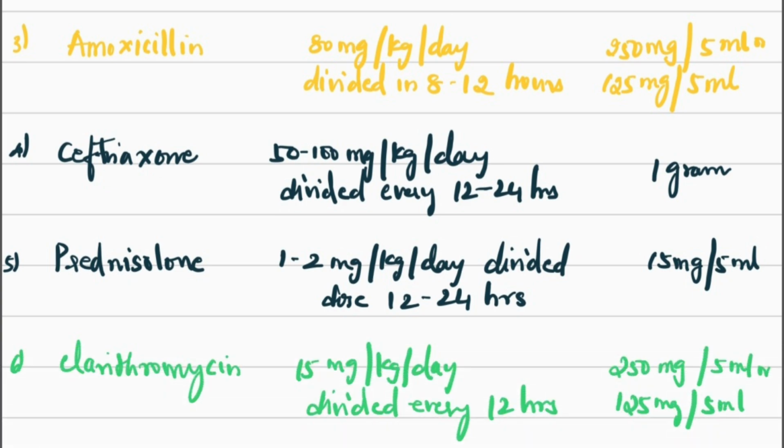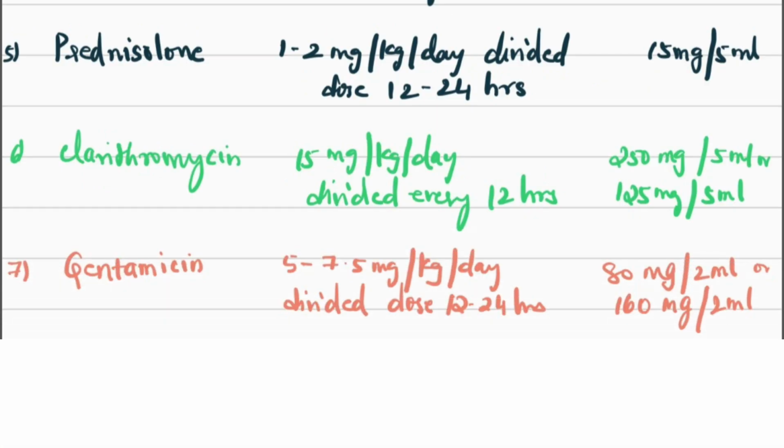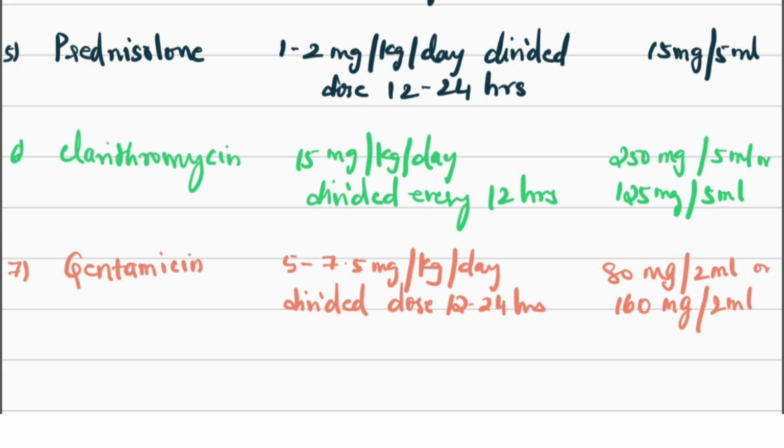Clarithromycin, 15 milligrams per kilogram per day, divided every 12 hours, which is 250 milligrams is there in 5 milliliters, or 125 milligrams is there in 1 milliliter. Gentamicin, 5 to 7.5 milligrams per kilogram per day, divided dose, 12 to 24 hours. In presentation form, each 2 milliliters has 80 milligrams of drug, or each 2 milliliters is also having 160 milligrams of the drug.